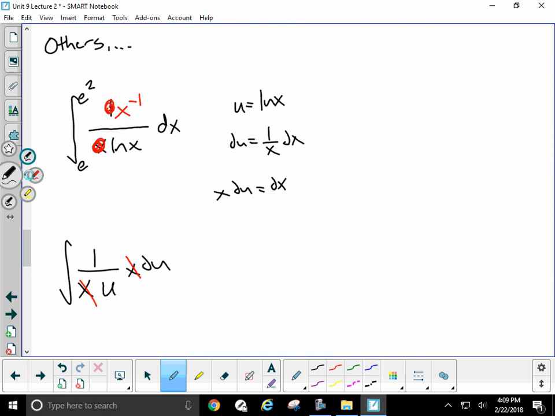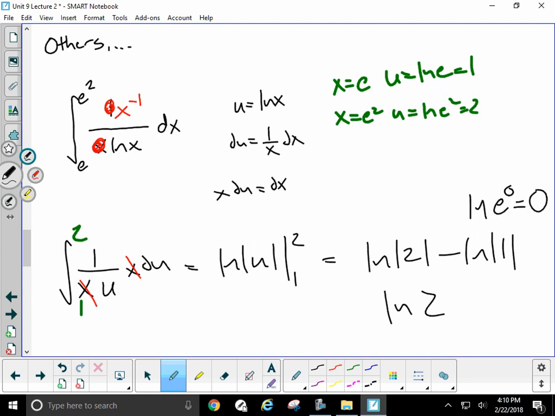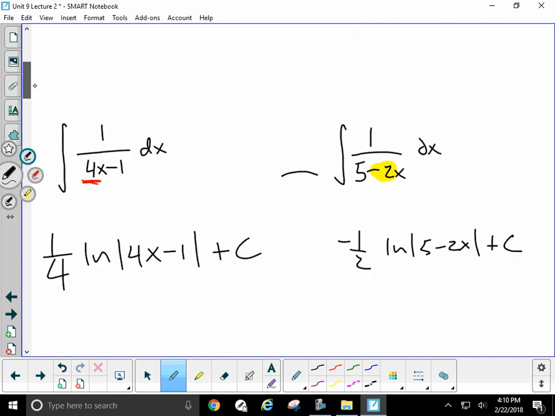I can take the antiderivative. Let's actually just use u's here. Why don't I just go and use the u-axis. If x is e, u is the log of e, which is 1. If x is e squared, u is equal to the log of e squared, which is 2. So this can be a 1 and a 2. Antiderivative of this would be log absolute u from 1 to 2. And I can find that easily. Log absolute 2, which is the log 2, minus the log absolute 1, log of 1. Log of 1 is just 0. Remember, 1 can be written as e to the 0, so this is just 0. So my answer is log 2. Okay? That's it.